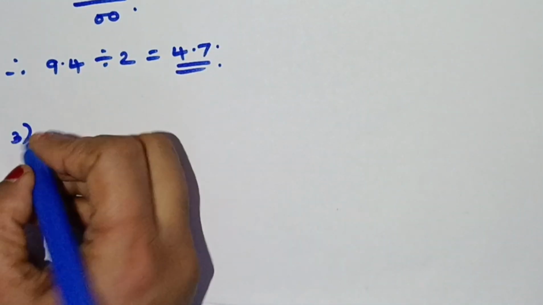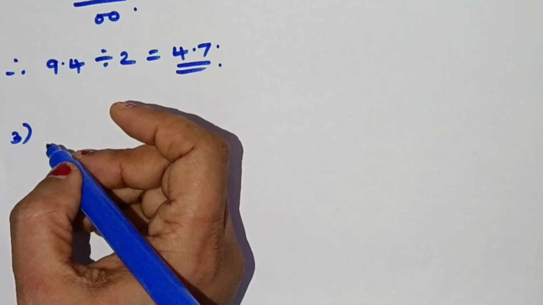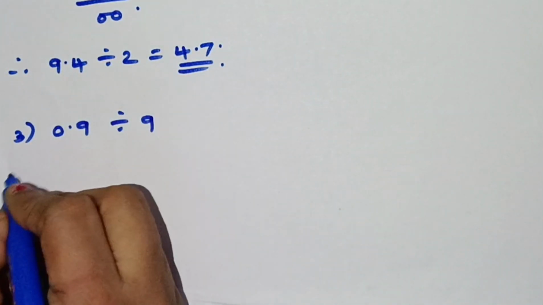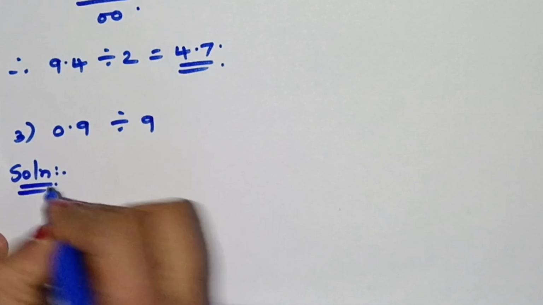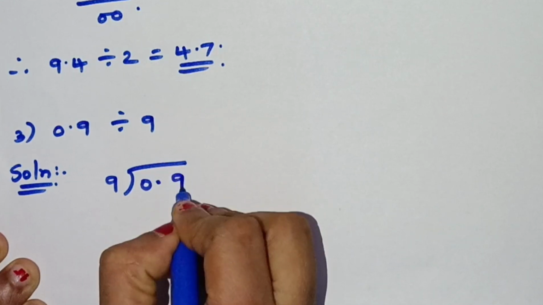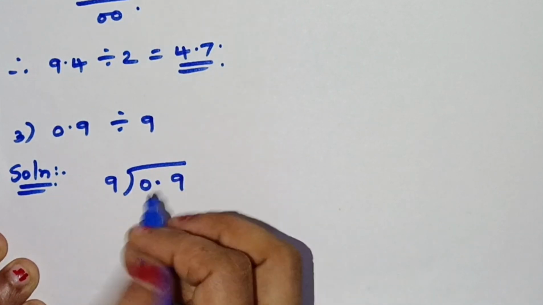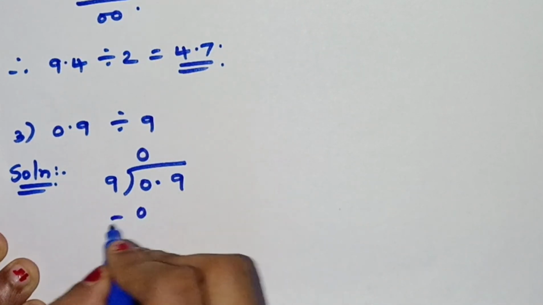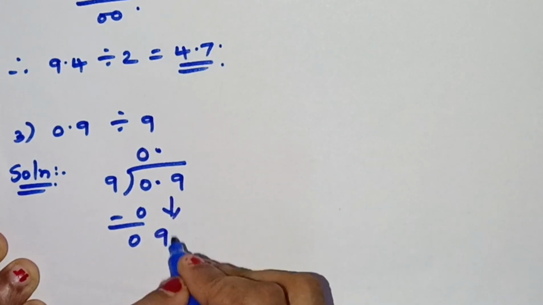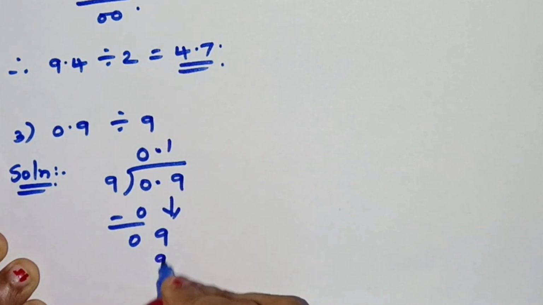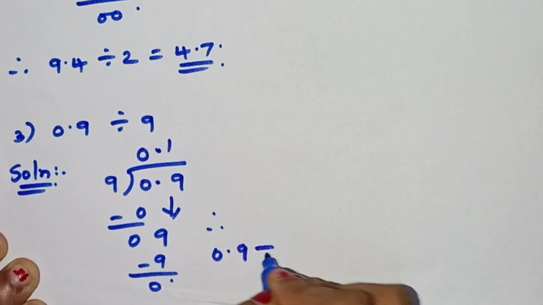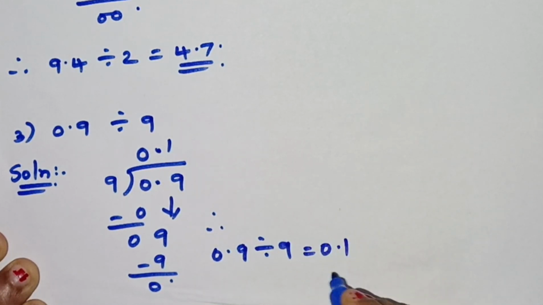Let's switch to the third sum. Third sum, what does it say? 0.9 divided by 9. So, solution, write down solution. Divide. Now 9 is the divisor, 0.9 is the dividend. Whole number, you already have 0. So 9 zeros are 0. Place the decimal point and bring this 9 in the 10th place down. So 9 ones are 9. Therefore, your final answer is what? 0.9 divided by 9 equals 0.1.